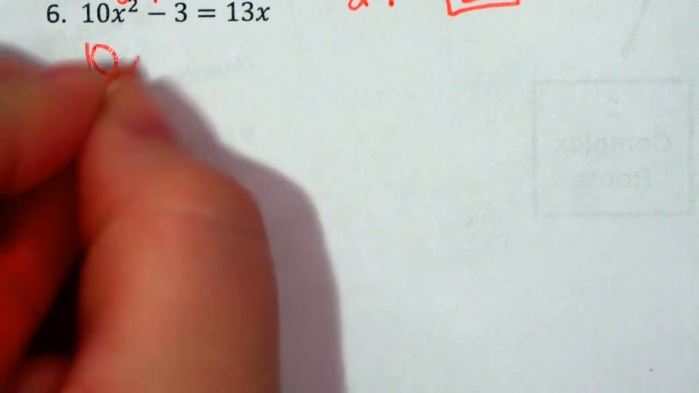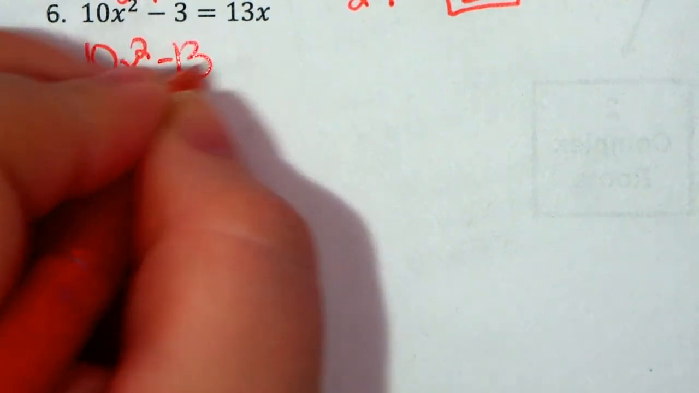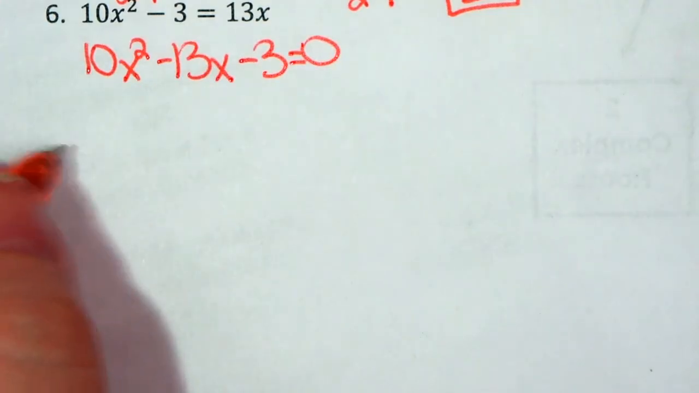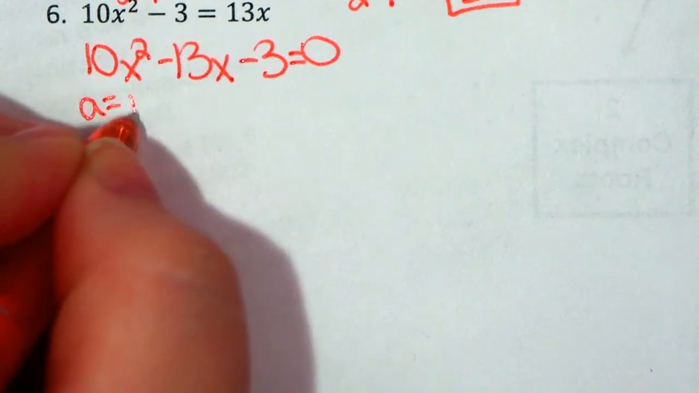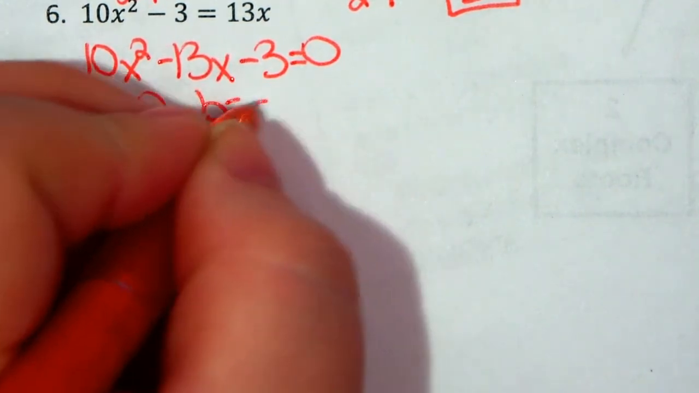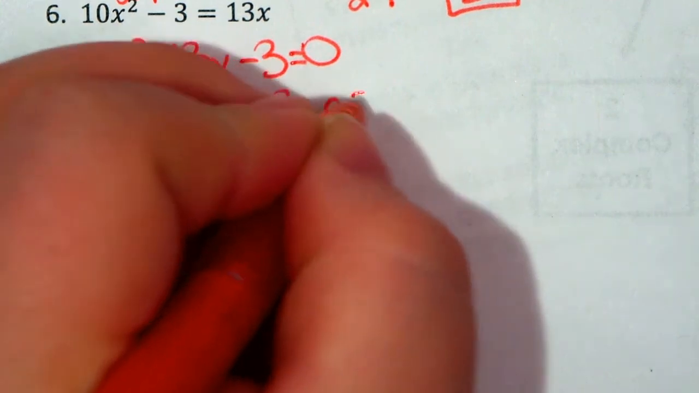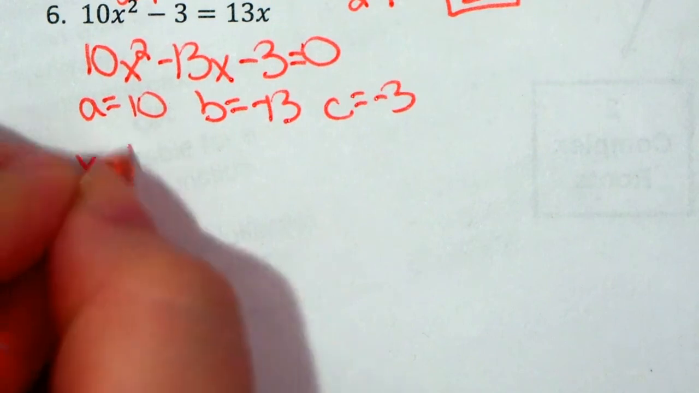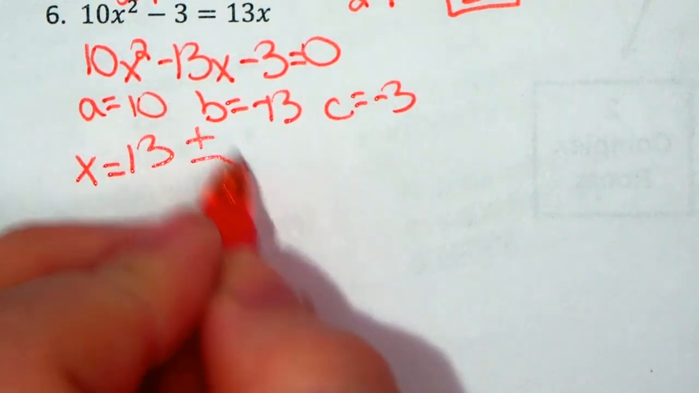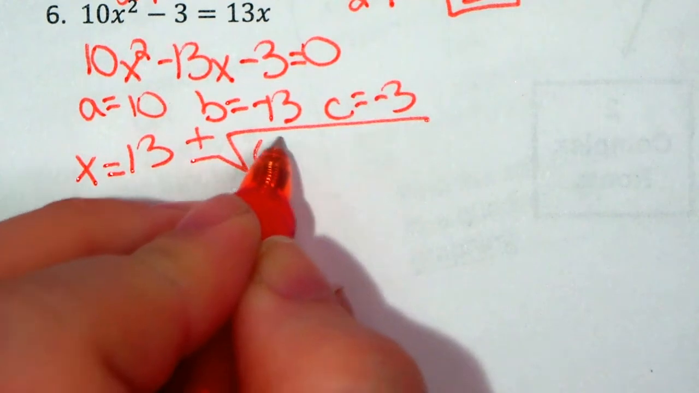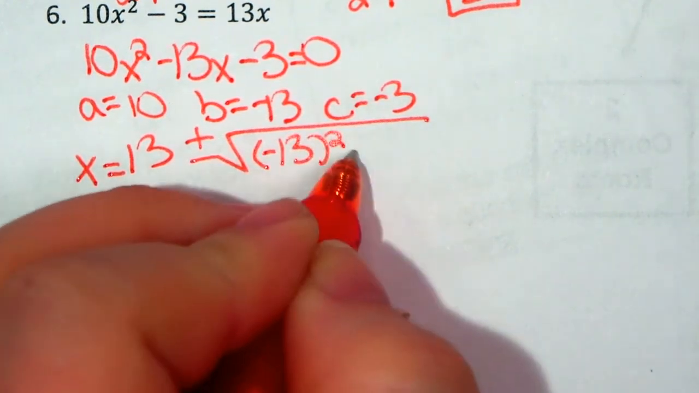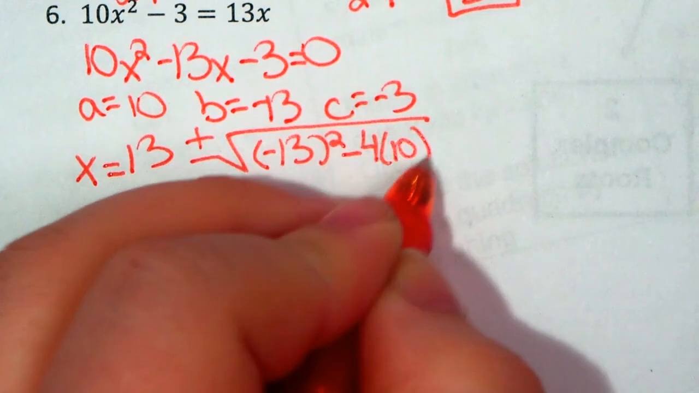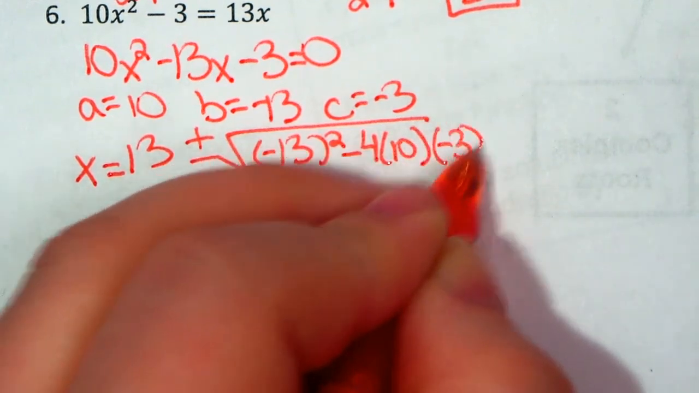For number 6, we'll subtract 13x from both sides. And then we can label our a is 10, b is negative 13, c is negative 3. X equals negative b plus or minus the square root of b squared minus 4ac all over 2a. I can sing faster than I can write.